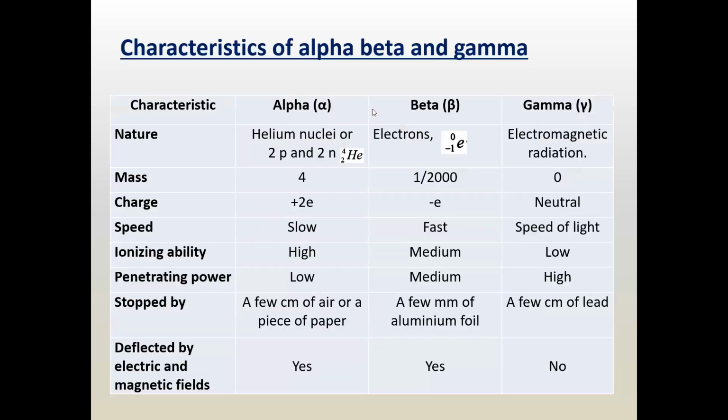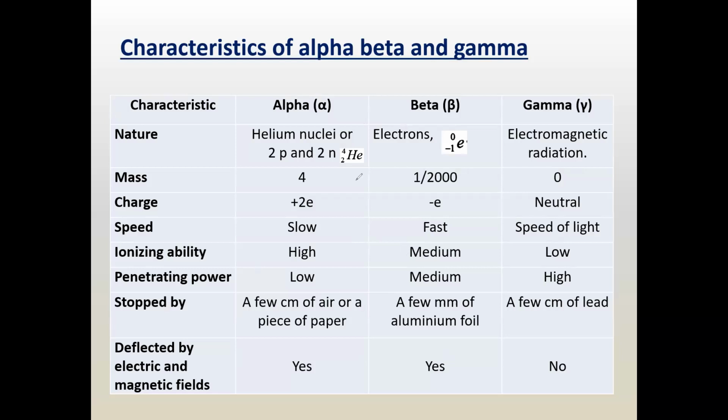In this session, we will discuss the characteristics of alpha, beta, and gamma, the properties basically. So what are the characteristics or properties of alpha, beta, and gamma? Number one, the first one is nature. So what is the nature of alpha?